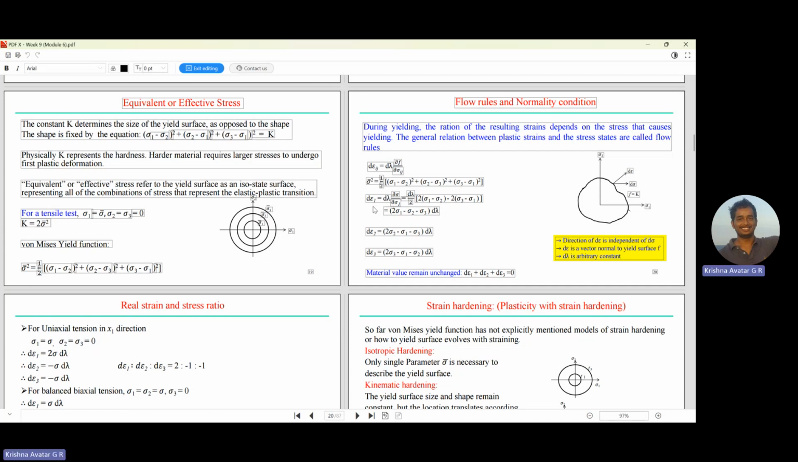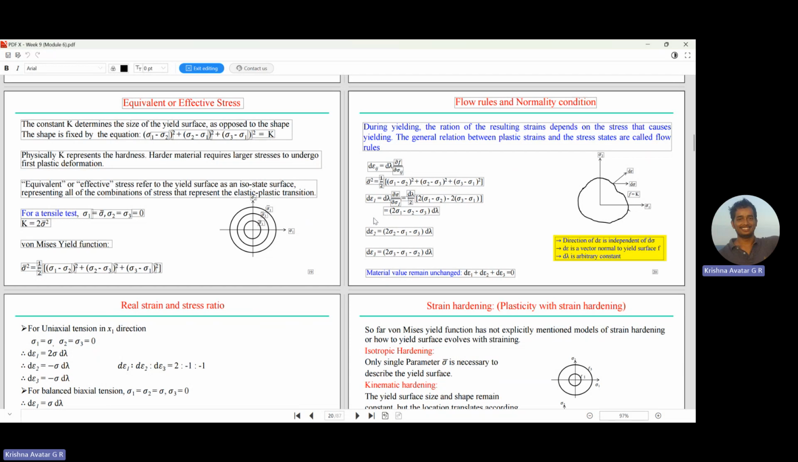Now, let's take along the first principal direction. So d epsilon 1 is equal to d lambda times the partial of sigma bar with respect to sigma 1. We differentiate this expression with respect to sigma 1, so it will be 2 sigma 1 minus sigma 2, this will not be there, and here we'll have a minus, so it will be 2 sigma 3 minus sigma 1 into minus 1, so it is minus 2 sigma 3. Rearranging this, we have d epsilon 1 is equal to 2 sigma 1 minus sigma 2 minus sigma 3 into d lambda, and d lambda is an arbitrary constant which needs to be determined.